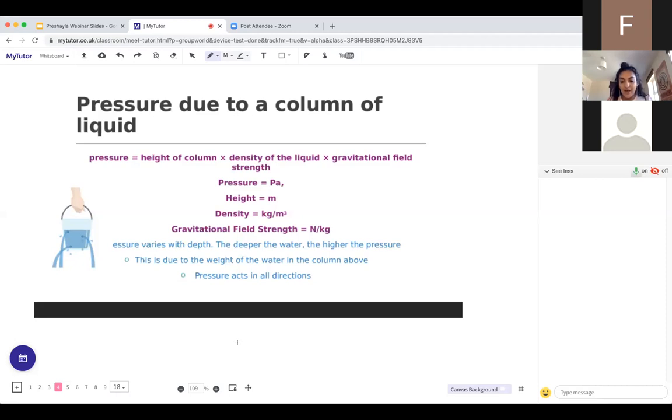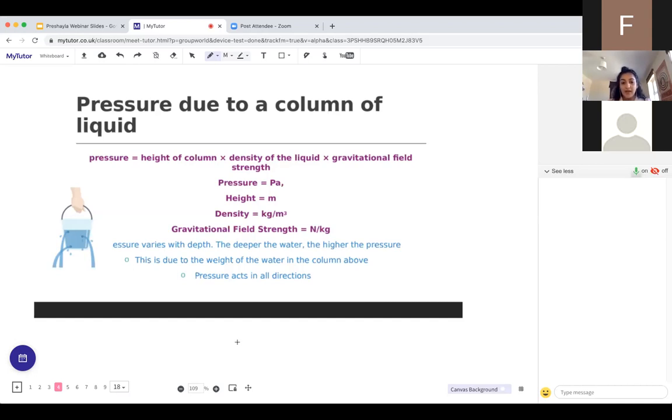So let's take a measuring cylinder. You might have seen a measuring cylinder in school. So it's just like a column of a thin kind of tube of water, but it does work for any container of water. So this is the equation that we use. It's pressure of the liquid equals the height of the column times the density of the liquid times gravitational field strength. So it's really bringing in lots of different areas of physics into this one equation.